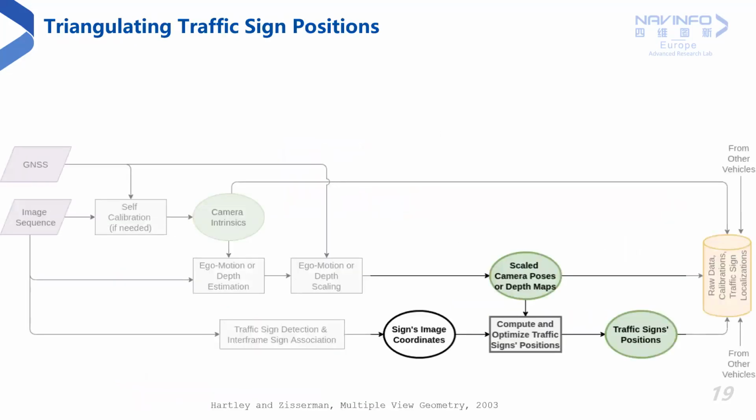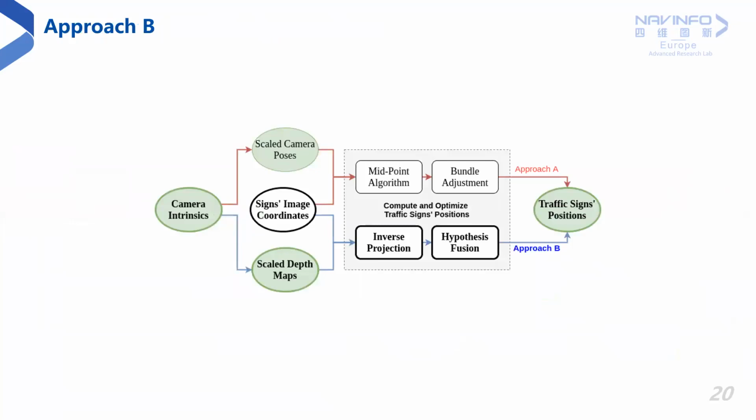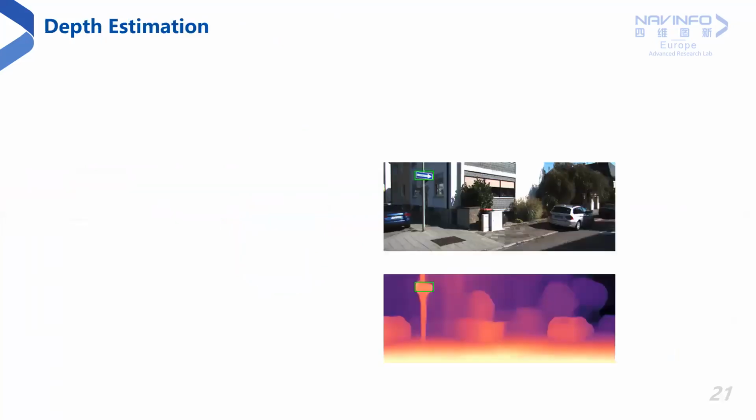Finally, we triangulate and optimize the traffic sign positions by using the coordinates of the signs in the images, the scaled and aligned camera poses, and the camera intrinsics. In this process, the sign positions are initialized using the midpoint algorithm, followed by nonlinear bundle adjustment for refinement. Alternatively, in approach B, the camera intrinsics, the scaled dense depth maps, and the traffic sign positions in the images are used to compute the traffic sign positions.